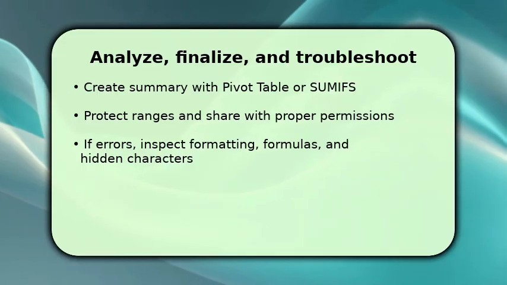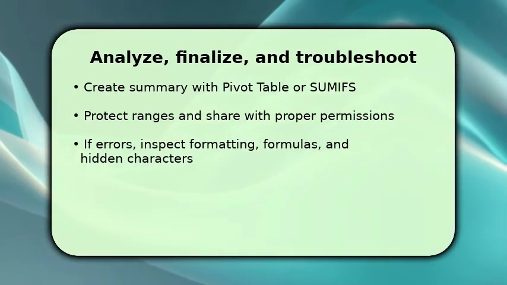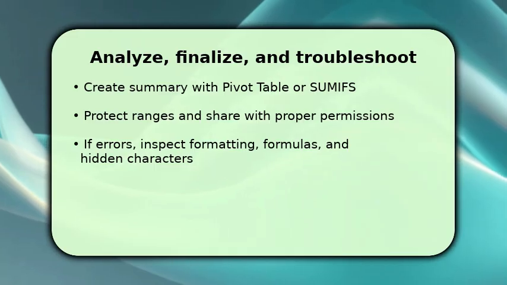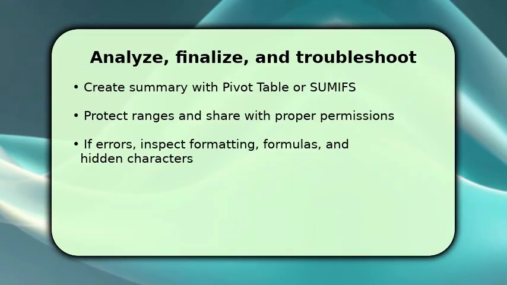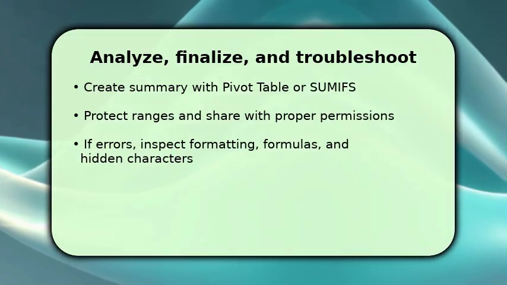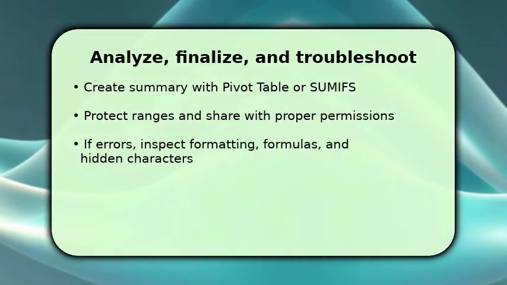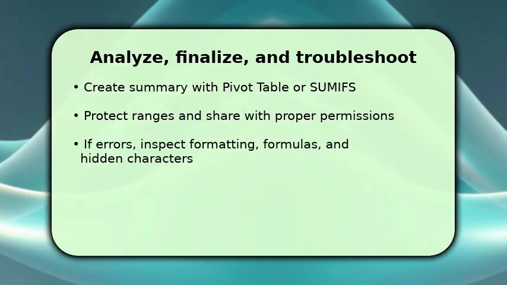Before wrapping up, sort and filter to validate totals and scan for blanks or hash value errors. If something breaks, check cell formatting first, then validate formulas and remove hidden characters. Often a stray space or wrong format causes the issue and is easy to fix.